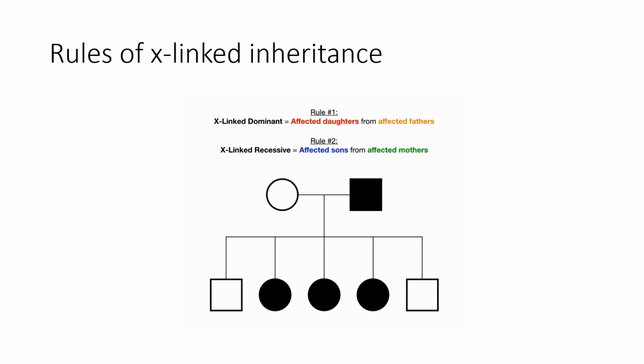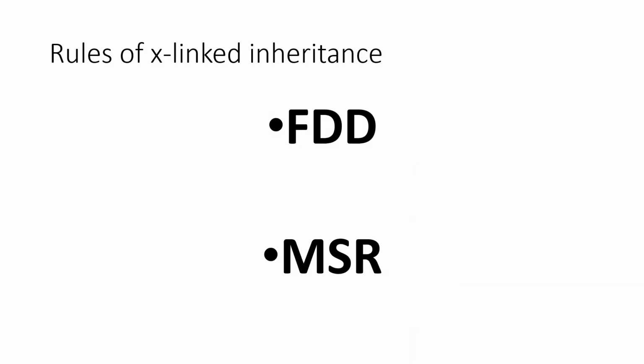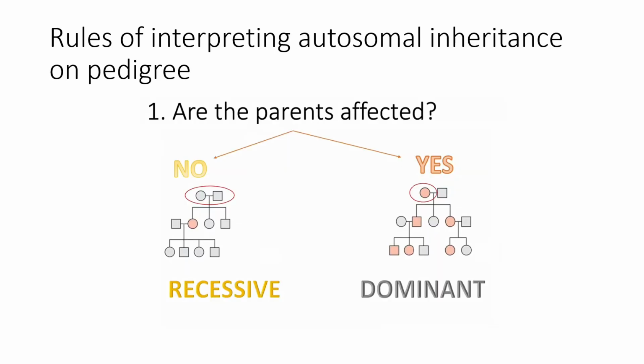Then look at this: affected father to all the daughters are affected. So this is FDD, father to daughter dominant. So this is X-linked dominant inheritance. Remember the rule, FDD MSR. That's all you need for your X-linked inheritance.